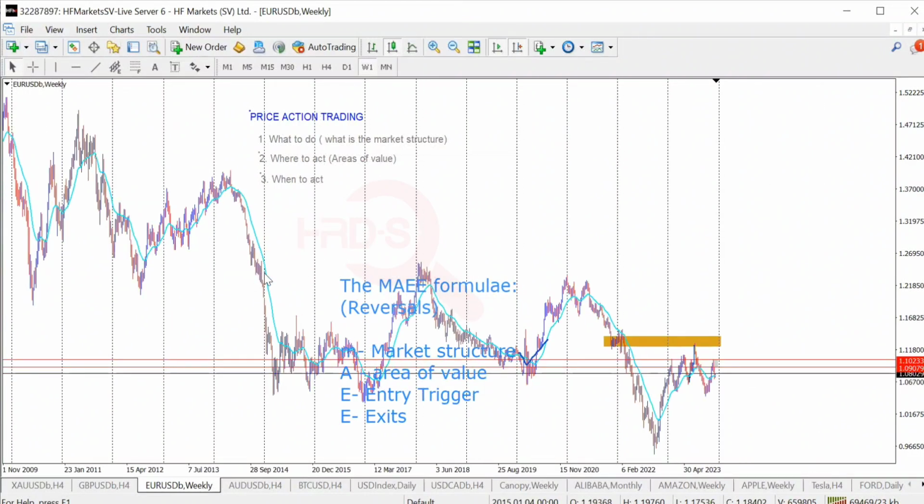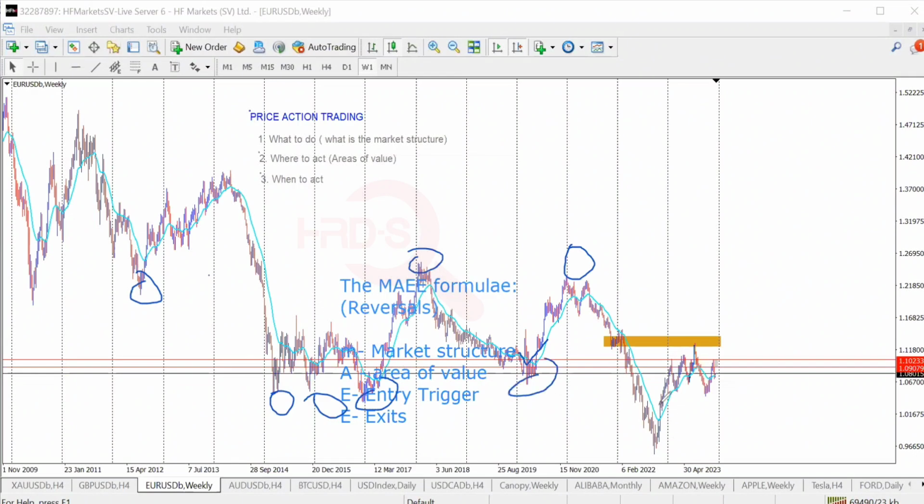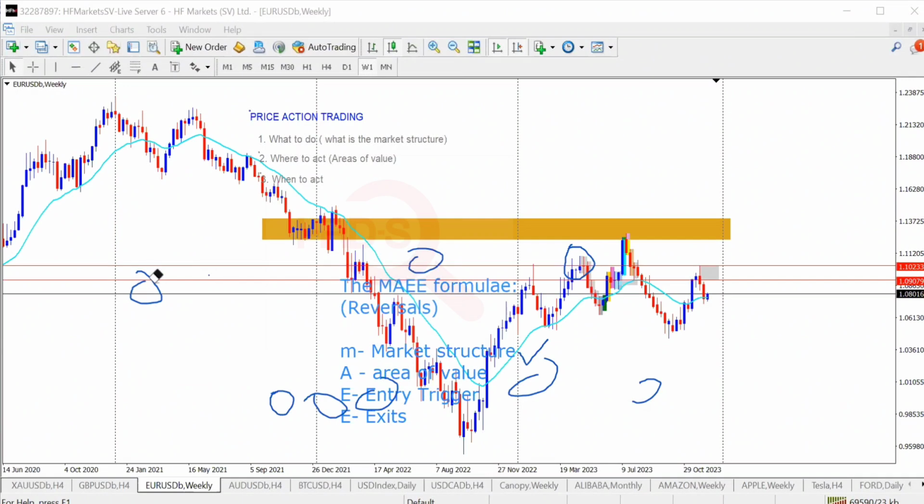You must put your eyes on the left side, the most obvious. Look at here, for instance, we have a touch here, we have a touch here, and then look at it, the market came here and paused again. So it's an area of interest. Look at here, we have touch, touch, touch, touch. These are all areas of value. You locate your areas of value, and then next is your entry trigger.